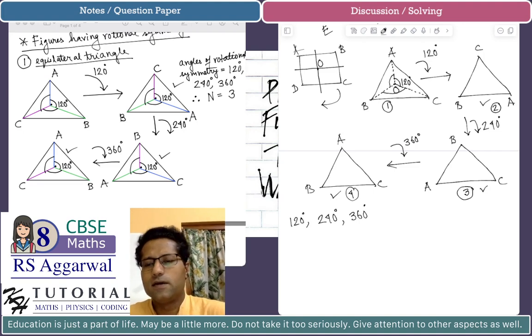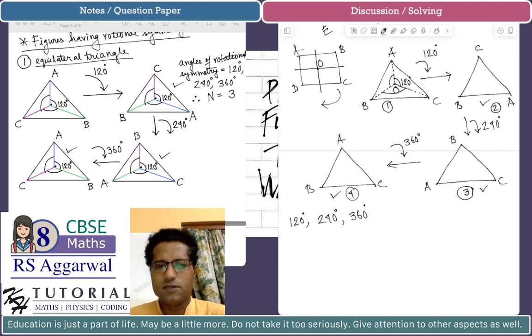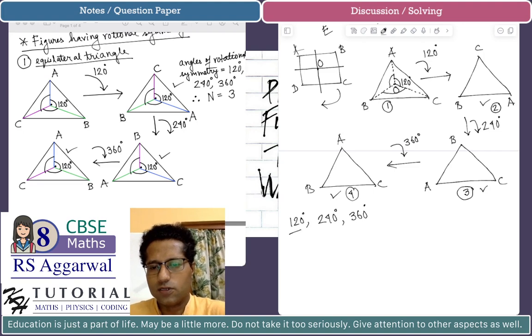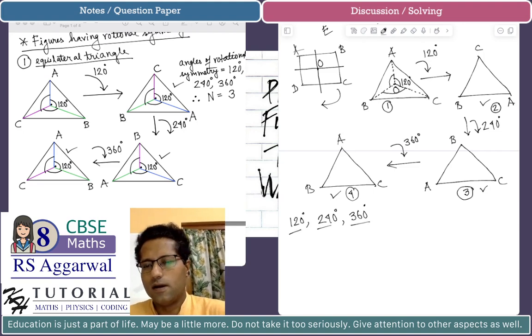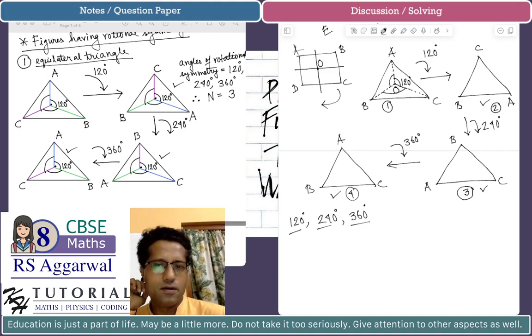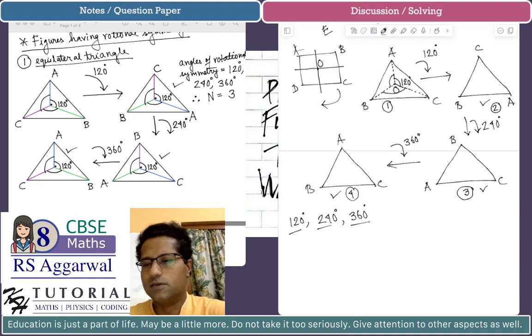So we see that, and we will only consider a single rotation. A single rotation means a total rotation of 360 degree. So you can see that we are getting three angles of rotation, which means at these angles of rotation, the triangle was looking identical to the triangle in the initial position or initial orientation. So since we have three angles of rotation, the order of rotational symmetry of an equilateral triangle, which I am denoting with the letter n, N is 3.